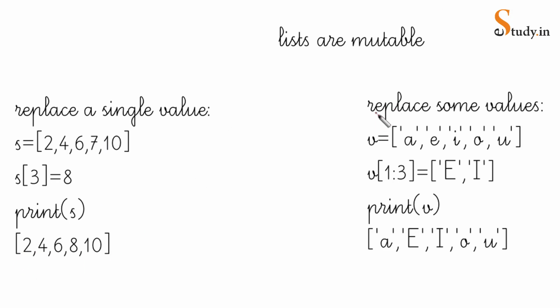Similarly, we can replace multiple values at the same time. Okay, so let's suppose we have this list of vowels A, E, I, O, U, and we want to capitalize the second and the third vowel. So the second position is for 1 basically.